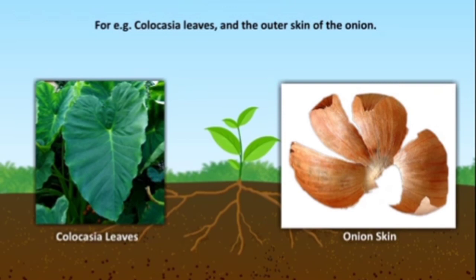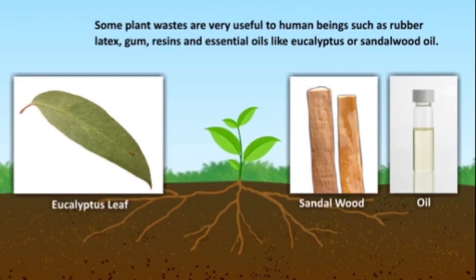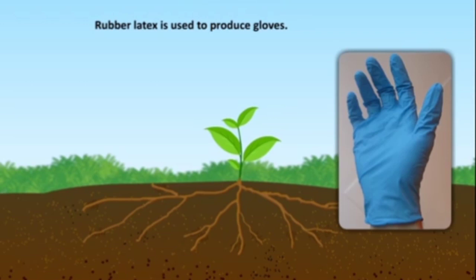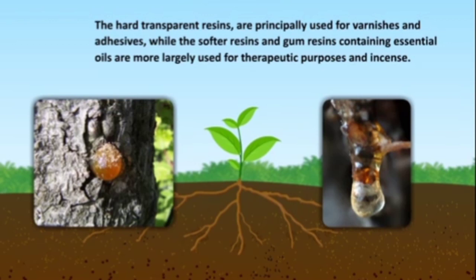Some plants' wastes are very useful to human beings, such as rubber, latex, gum, resins and essential oils like eucalyptus or sandalwood oil. Rubber latex is used to produce gloves. The hard transparent resins are principally used for varnishes and adhesives, while the softer resins and gum resins containing essential oils are more largely used for therapeutic purposes and incense.